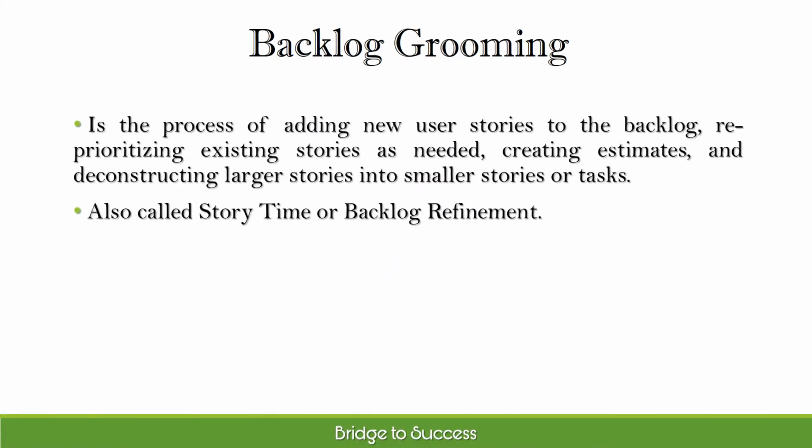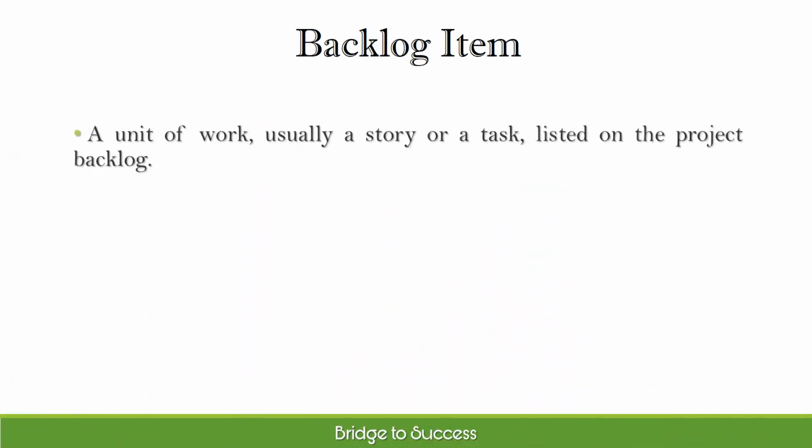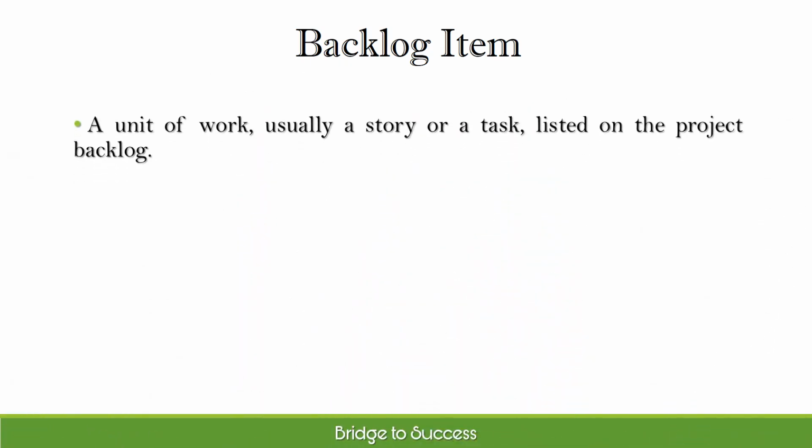Backlog grooming is the process of adding new user stories to the backlog, reprioritizing existing stories as needed, creating estimates, and deconstructing larger stories into smaller stories or tasks. Also called story time or backlog refinement. A backlog item is a unit of work, usually a story or a task, listed on the project's backlog.